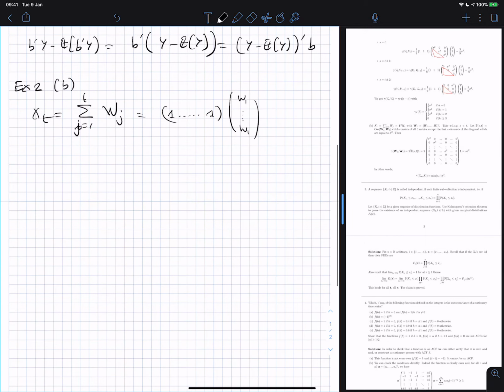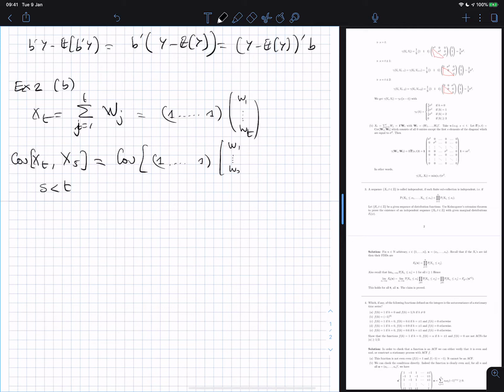So now imagine that we have xt and we want to compare it with xs. So that's a comparison of, without loss of generality, I suppose that s is less than t. So we have the covariance of 1 multiplied by w1 to ws, and then the covariance of 1.